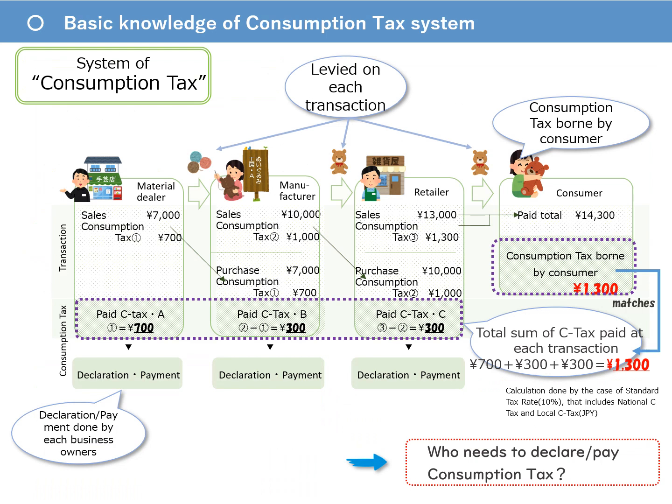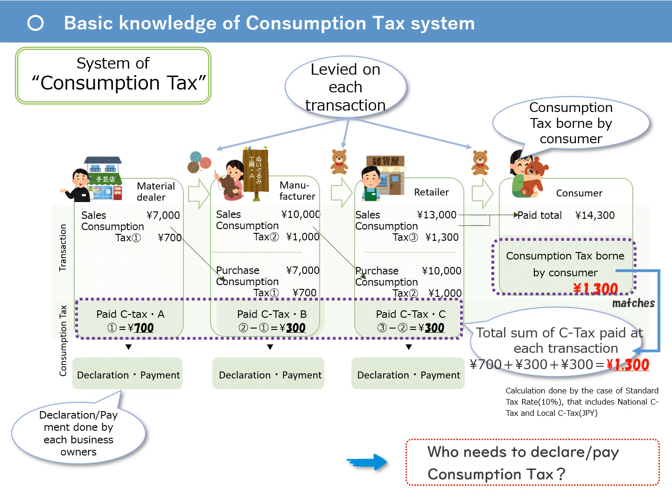Let us take stuffed toy transaction as an example to see how consumption tax goes. Before start making a stuffed toy, manufacturer buys materials such as wool yarn from a material dealer. Then, knitted stuffed toy will be sold from the manufacturer to a retailer, then from the retailer to a consumer. Calculation shows that consumption tax is finally borne by a consumer, though each business must make declaration and payment of it at each step of transaction.